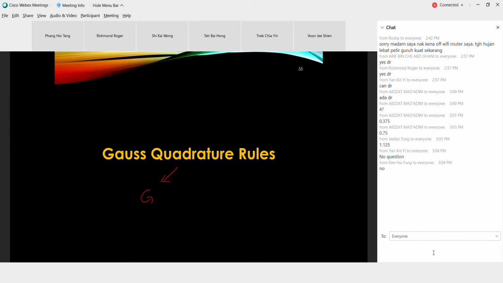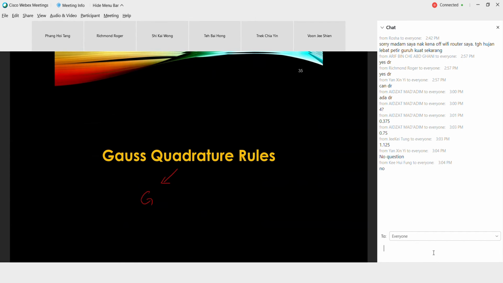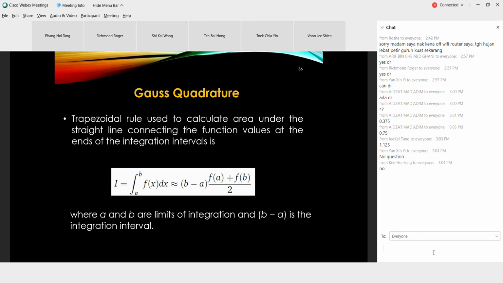Okay, so now this is the last rule for numerical integration. We call it Gauss quadrature rule. It is easy. What is Gauss quadrature? Gauss quadrature is basically the extension of the trapezoidal rule to calculate the area under the straight line connecting the function values at the ends of the integration interval. So if you want to use Gauss quadrature, you must convert from the calculus function to Gauss quadrature term.